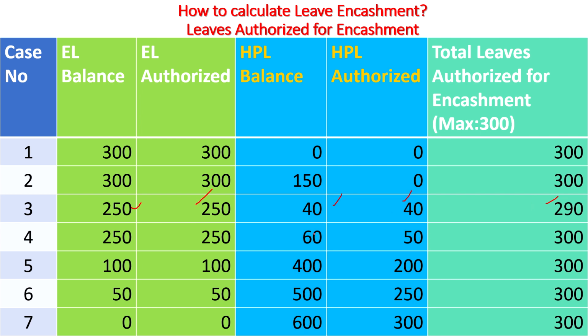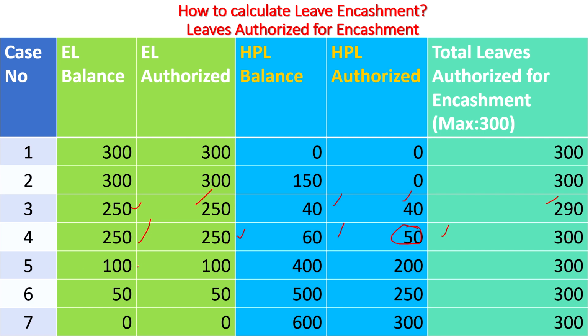The fourth case is EL 250 and HPL 60. Put together it comes to 310, and we have a rule that it should not exceed 300. So 250 EL will be taken as authorized, whereas out of 60 HPL only 50 will be taken, because 250 plus 50 becomes 300. 250 plus 60 becomes 310, and the maximum is 300. So only 50 will be taken as HPL. Okay.